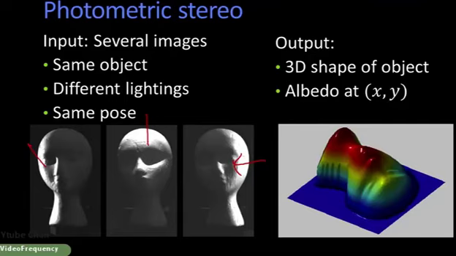And unlike traditional shape from shading, with enough lights and careful calibration, etc., we can also recover the albedo, the reflectance function at every point. So now we don't have to make this overly restrictive assumption that the color or the reflectance of the object is the same everywhere. We're allowed to let it vary.